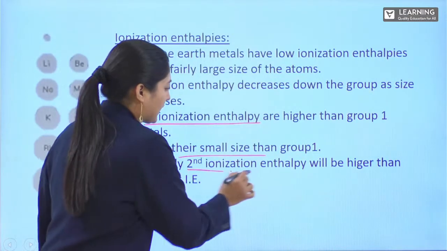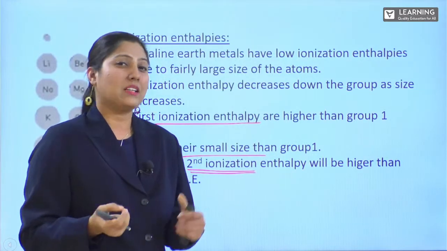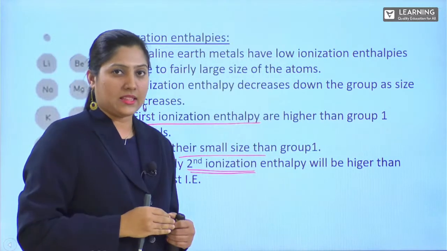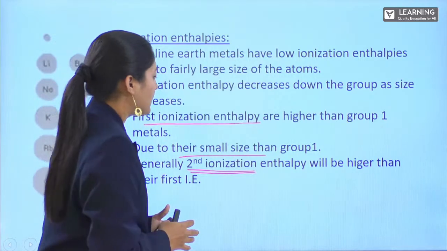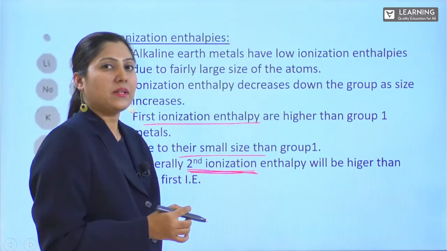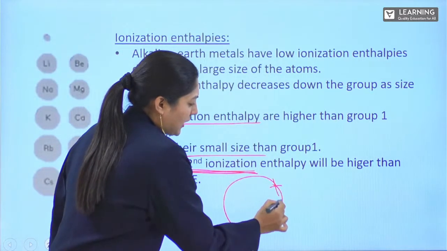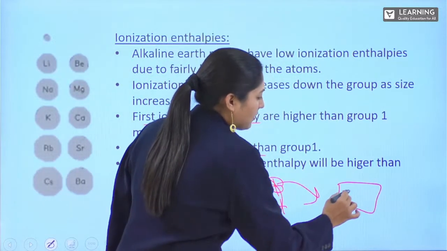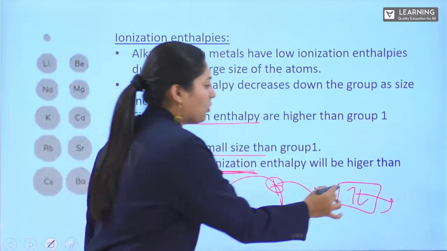Generally, what happens with the second ionization enthalpy? As I said, generally removing the second electron is very difficult. We have higher second ionization enthalpy for general atoms. But here the second ionization enthalpy for alkaline earth metals is lesser. Why? Because you have 2 electrons. You already removed 1 electron from the pair by giving higher energy. Now it is only alone.